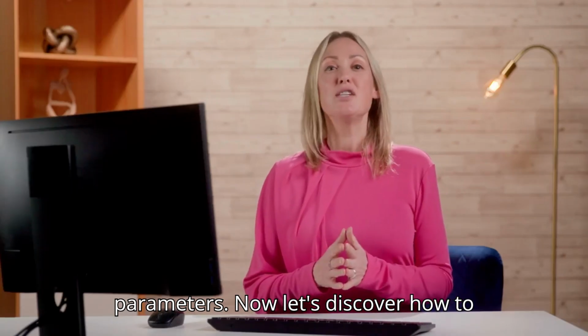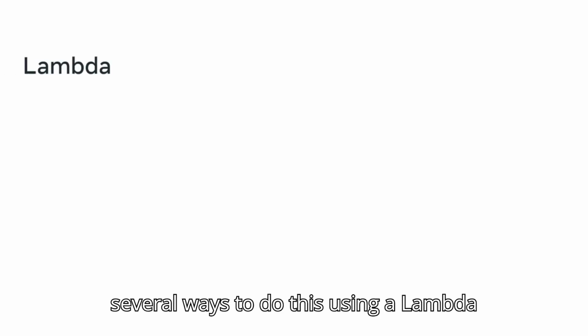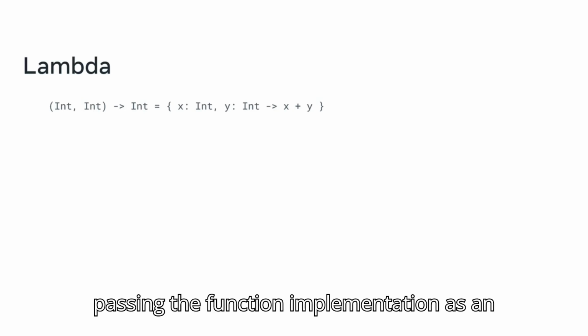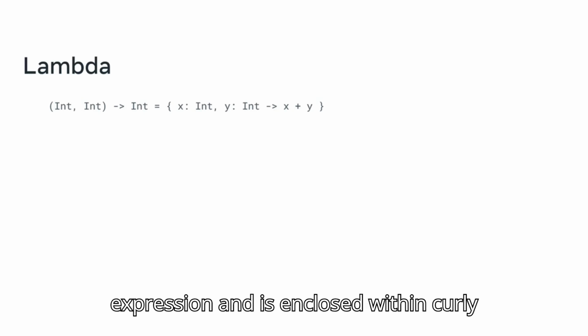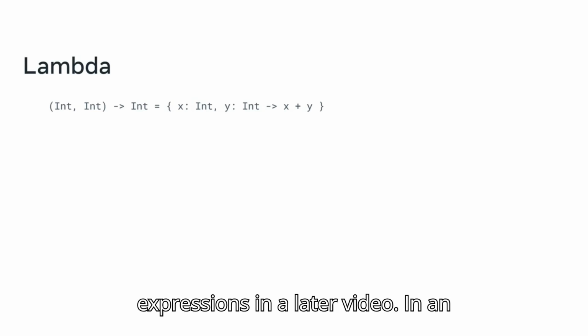Now, let's discover how to instantiate a function type. There are several ways to do this. Using a lambda expression. A lambda expression refers to passing the function implementation as an expression and is enclosed within curly braces. You will learn more about lambda expressions in a later video.